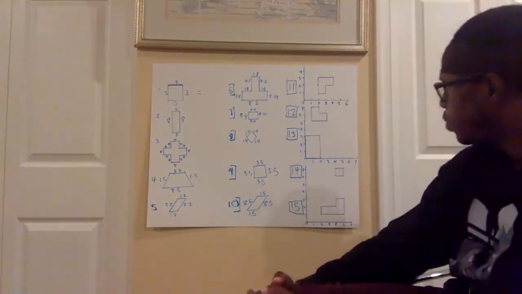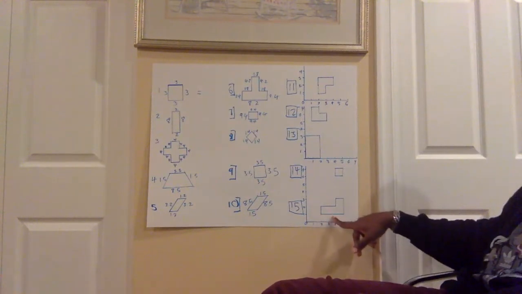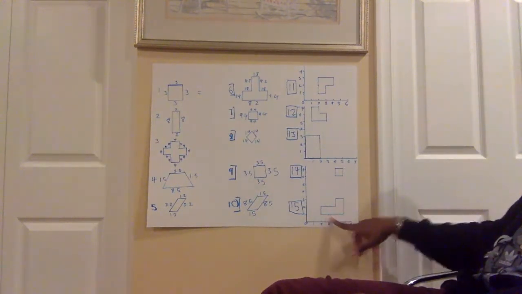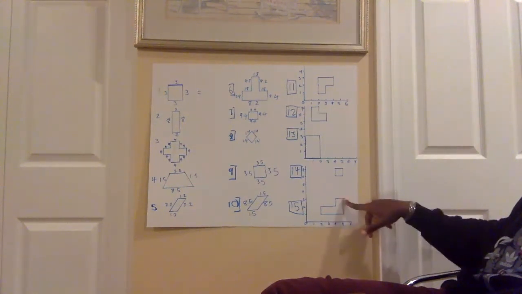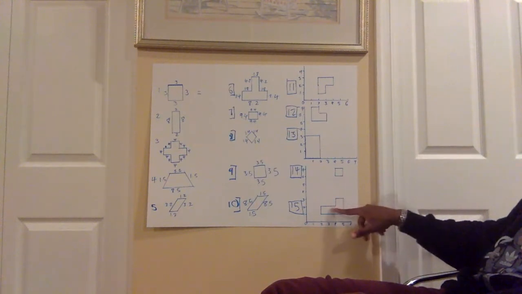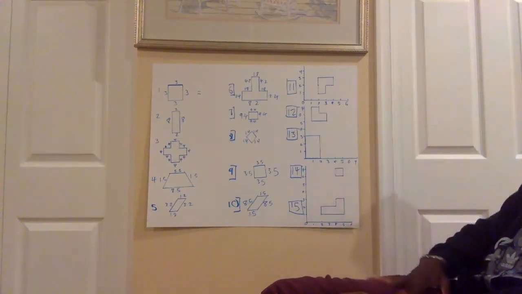And then lastly, number 15, we have 1, 2, 3. So we know this is 3. 1, 2 plus 2. So these two lengths are 5. This one is 6. This one is 7, 8, 9. And lastly, 10. And then that's it.